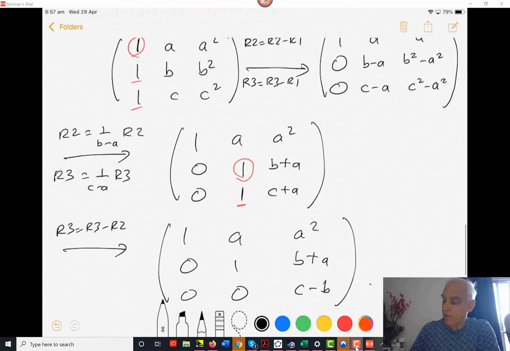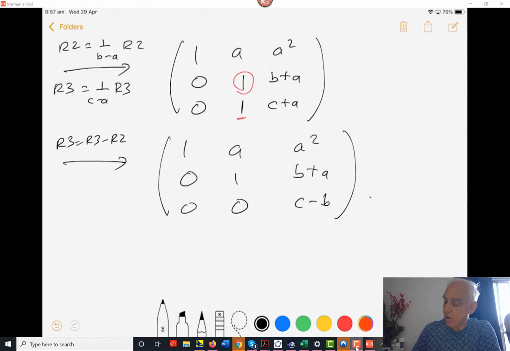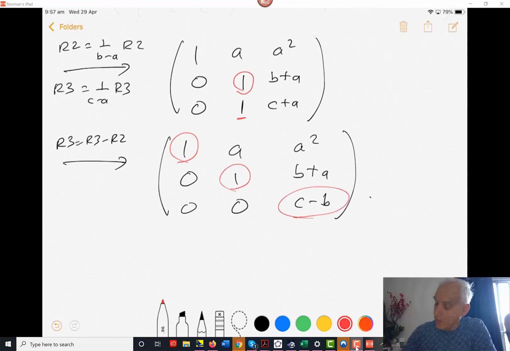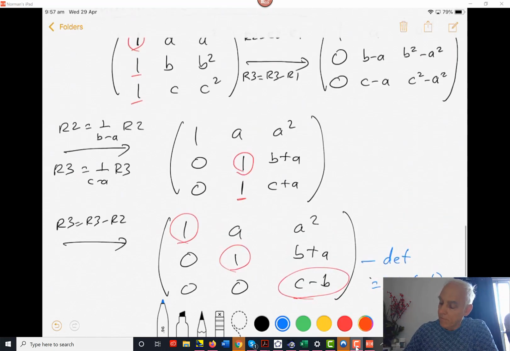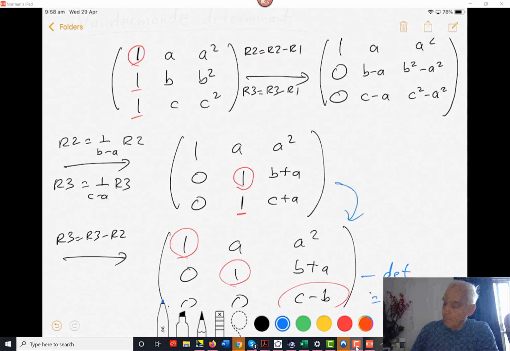Okay, so now we're in row echelon form. We see that the entries are along the diagonal here, and we can read off the determinant very quickly. So here the determinant is equal to 1 times c minus b, so it's c minus b. So what about here? To go from here to here, we added a multiple of one row to another. That doesn't change the determinant. So this determinant is also equal to c minus b.